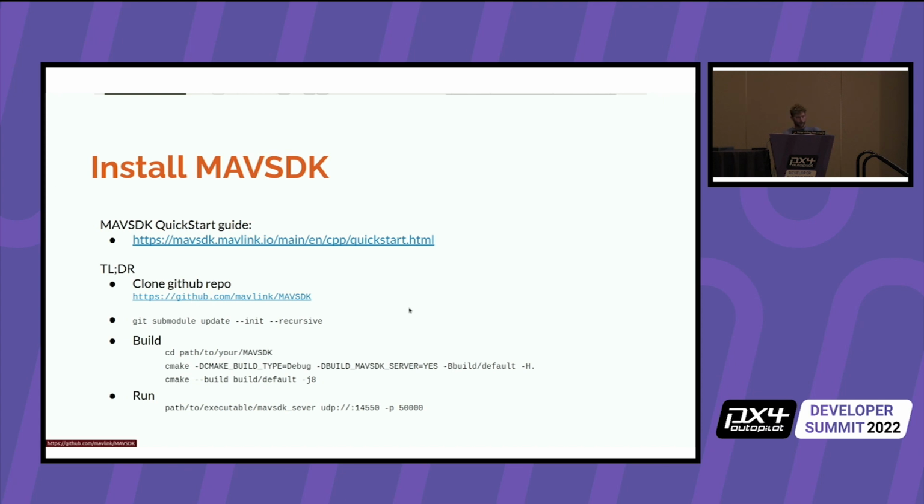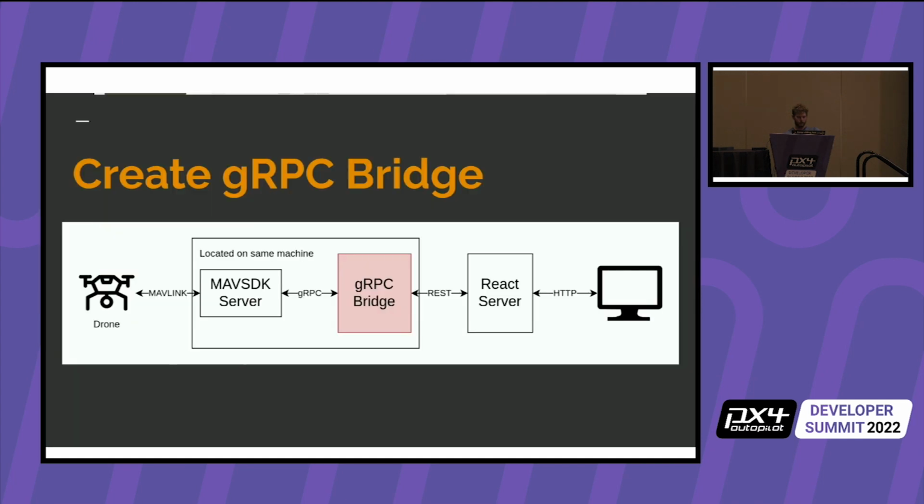And the way that we're going to run this is the path to our Mavisdk server executable, which is kind of hidden. It's not in a really obvious spot in the build directory. We'll connect to the drone via a UDP port, and we will define port 50000 for the other side of our gRPC communication. So just setting up basic ports for communication there.